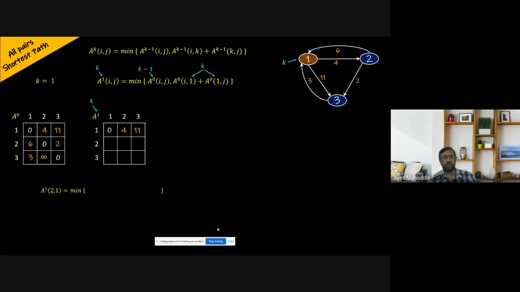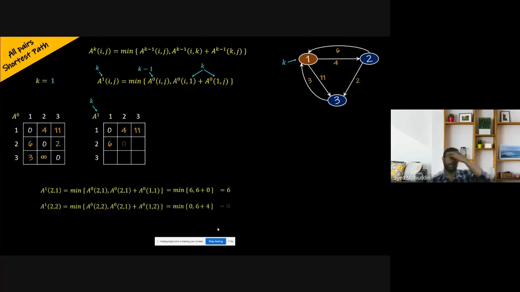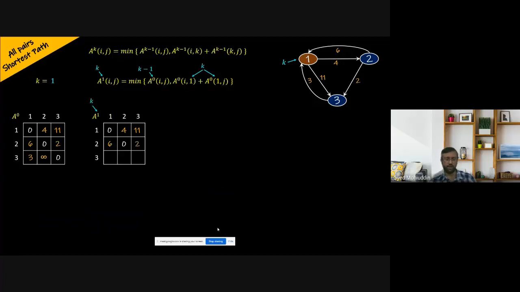So if you substitute in the equation, you will have this as the result. This time, just going through it, you can calculate yourself and see that this is how the matrix A of 1 will be filled up with these values. I have already performed these calculations here, so if you just use these, you will be filling up the values.